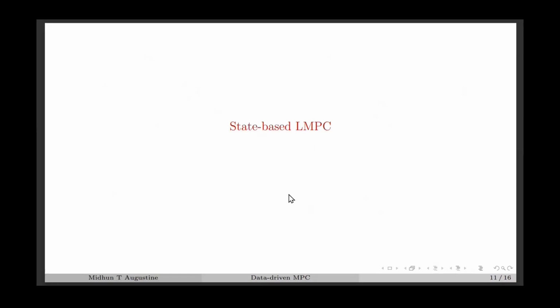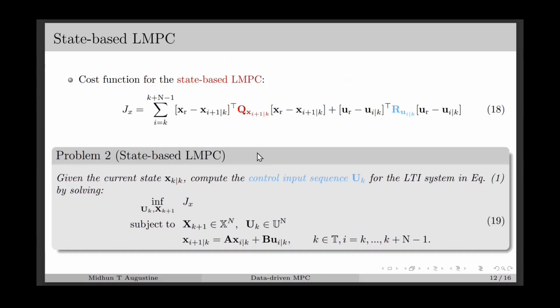Next, we move on to state-based LMPC. In the case of state-based LMPC, the only difference is that here we will be using state feedback information for computing the MPC control law. So in the case of state-based LMPC, the cost function will contain a quadratic sum of the state prediction error terms and also the control error terms, where this Qx is the state weighting matrix and Ru is the control input weighting matrix.